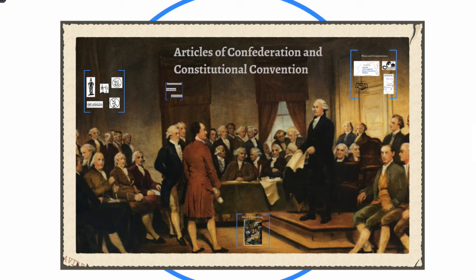All right, folks. So we're going to review where you've gotten to so far in your government unit, which is the Articles of Confederation, which I am sad to say did not work out for everyone, and then the resulting Constitutional Convention. So let's get started.